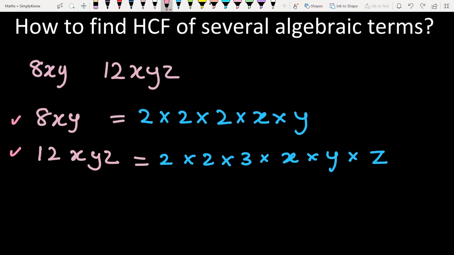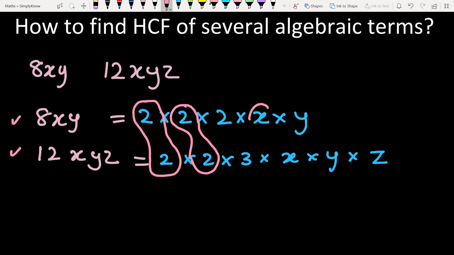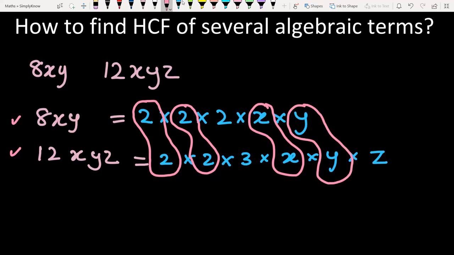Next, what we do is we should find the common factors to both algebraic terms. As you can see here, 2 is common for both algebraic terms. Another 2 is common. What else? This x is common. Even y is common to both terms. So what are our common factors here? 2 and another 2, then x and y.